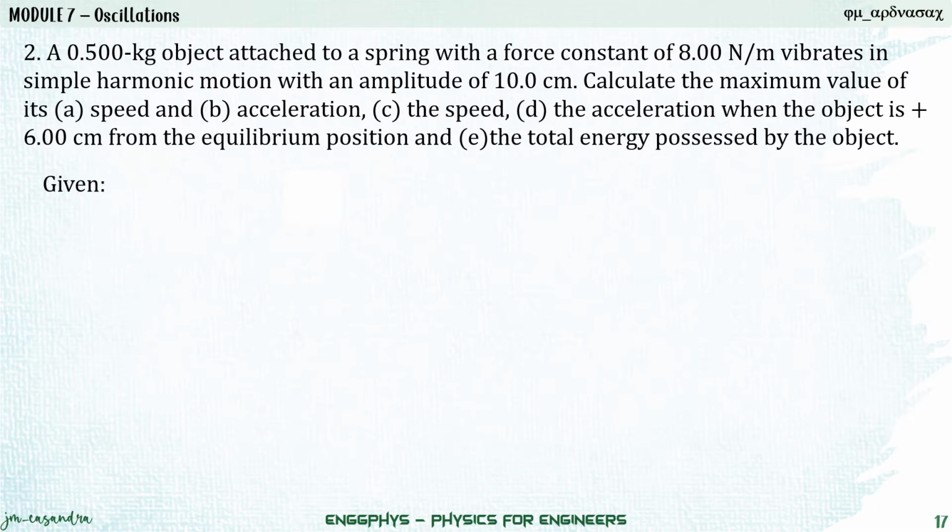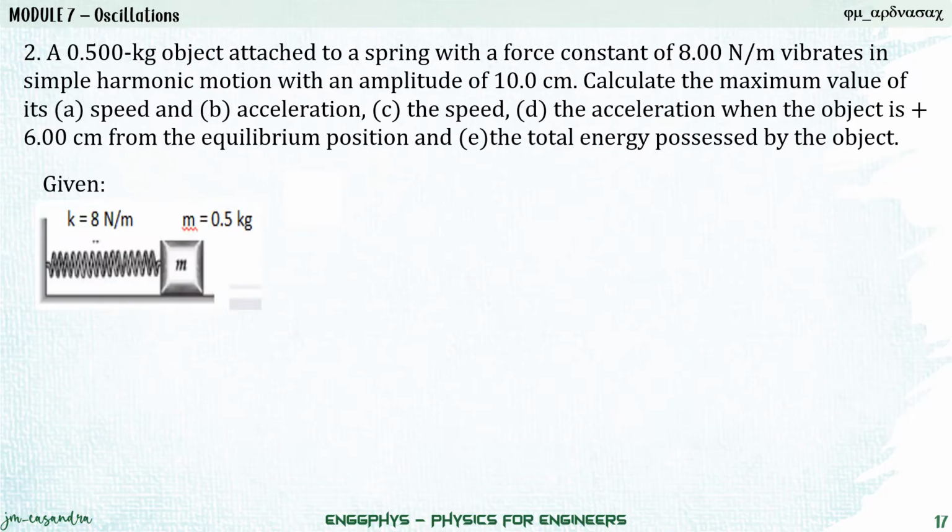So before we solve, let's summarize our given. We have here a horizontal spring with mass attached, 0.5 kilograms, K is given at 8 Newton per meter. We're also given an amplitude of 10 centimeters.